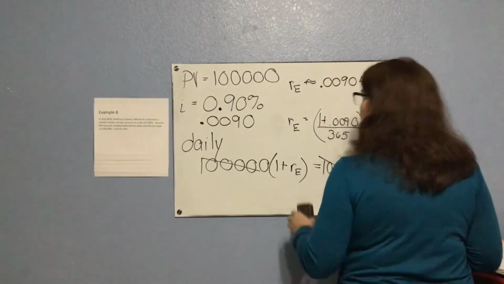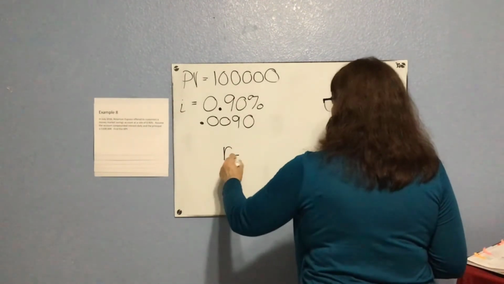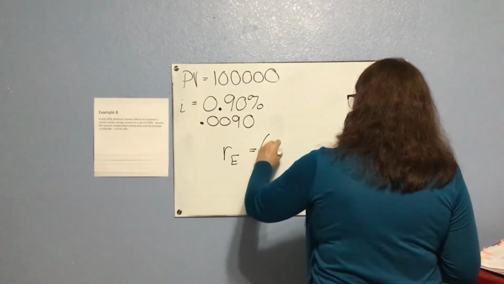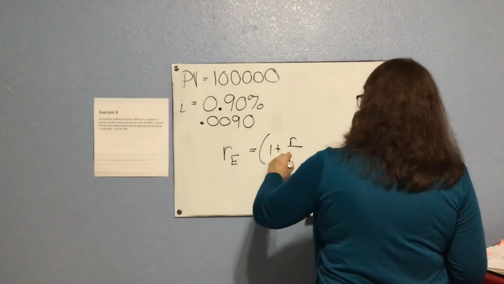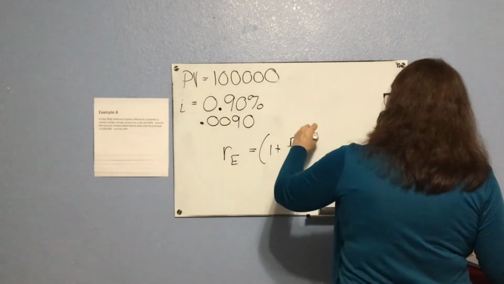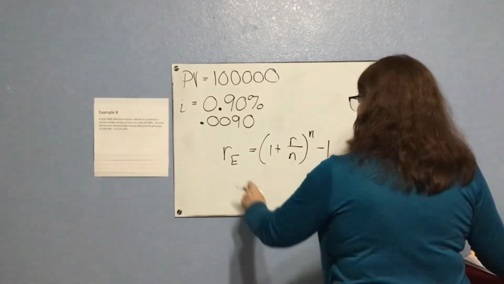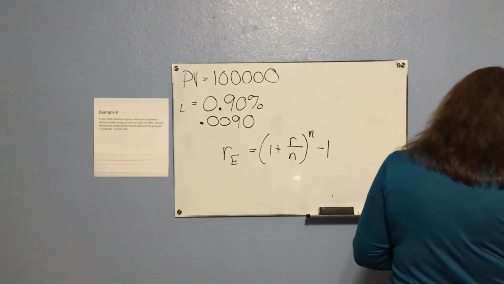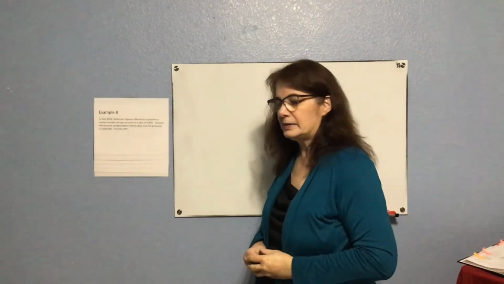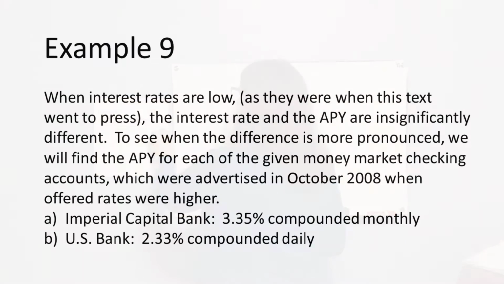So we could write this equation that we used like this. R sub E, which means the effective rate, is equal to 1 plus the stated rate over the compounding periods, raised to the number of compounding periods, minus 1. So this is my effective rate, or my APY. Another very popular investment tool is a money market account. Let's take a look at how those work.